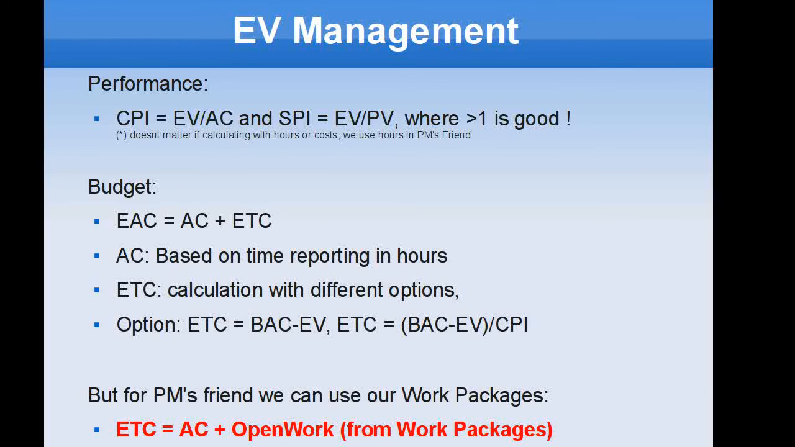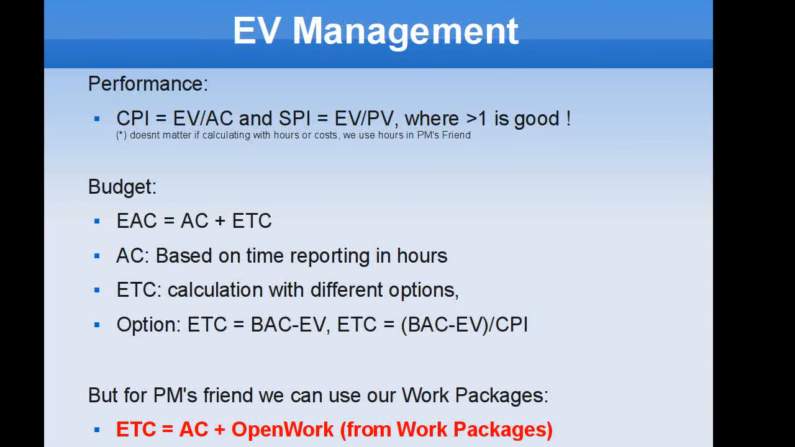The estimation at completion is the actual cost plus the estimation to complete. The actual cost in PM's friend we can derive from the hours that have been reported in the estimation. The estimation to completion is calculated in different ways. One option is estimation to completion equals budget at completion minus earned value, or estimation at completion is budget at completion minus earned value divided by the CPI.